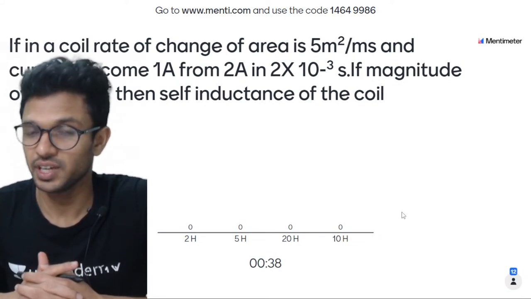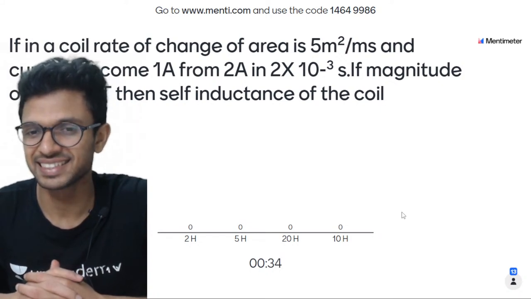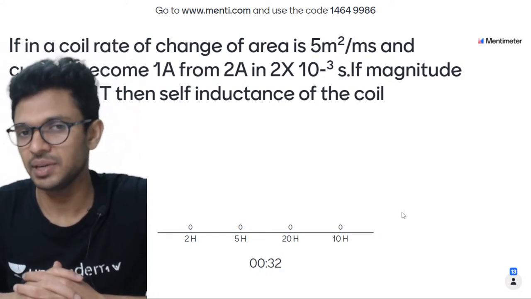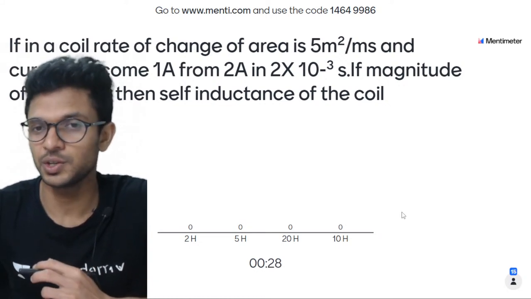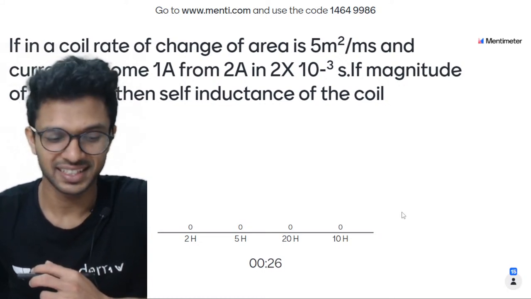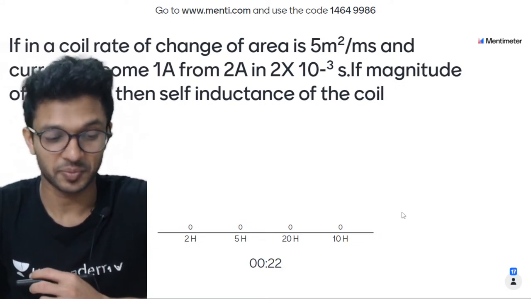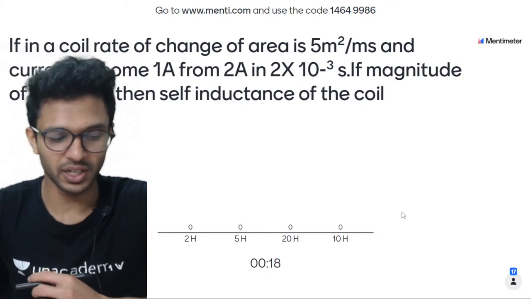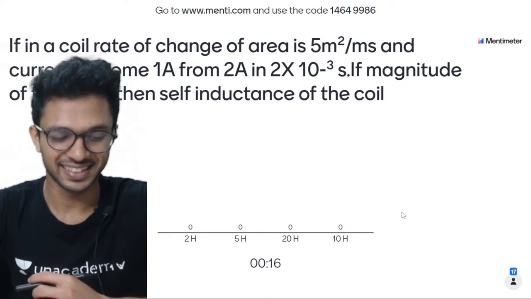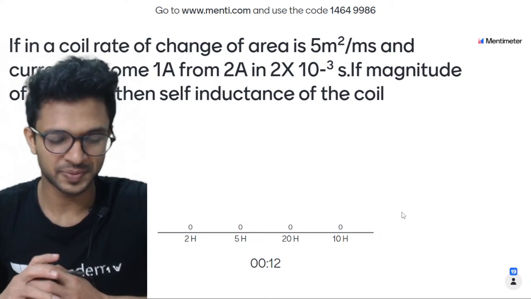Rate of change of area is 5 meter square per millisecond. Current becomes 1 ampere from 2 ampere in 2 into 10 power minus 3 seconds. If magnitude of field is 1, then self-inductance? Uh-oh. It's so calculative. I don't agree with you on this. Okay, you need only 10 seconds of calculation.